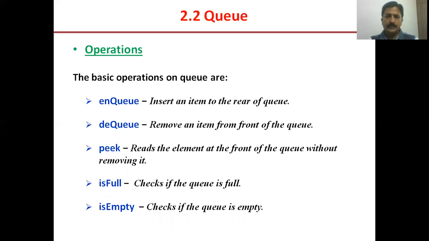Now, what are the operations that are applied on the queue? The basic operations are enqueue, which means inserting an element into the queue, and it is inserted at the rear end. Dequeue means deleting an element from the queue, and it is deleted from the front end. Peek means reading the element at the front. Peek gives you the front element, but does not remove it. Is full tells you whether the queue is full, and is empty checks if the queue is empty or not.